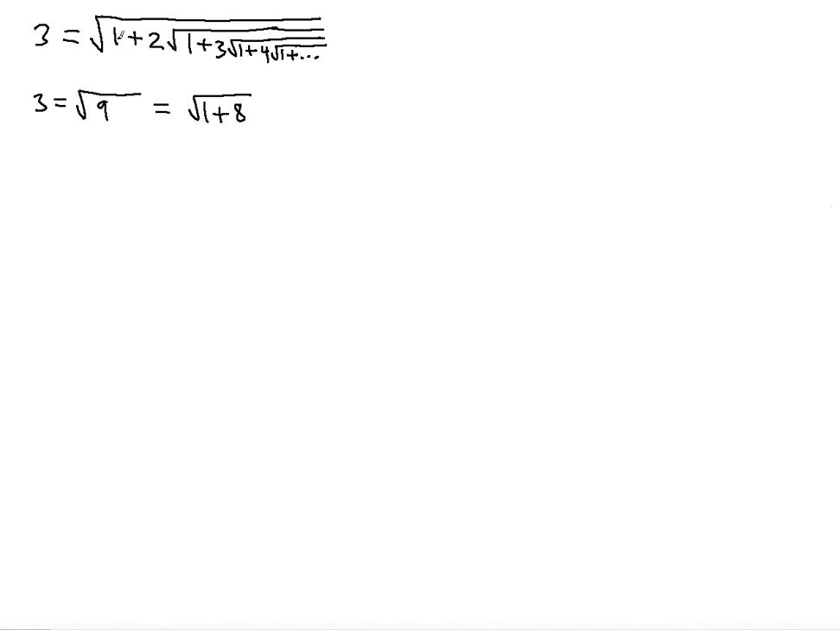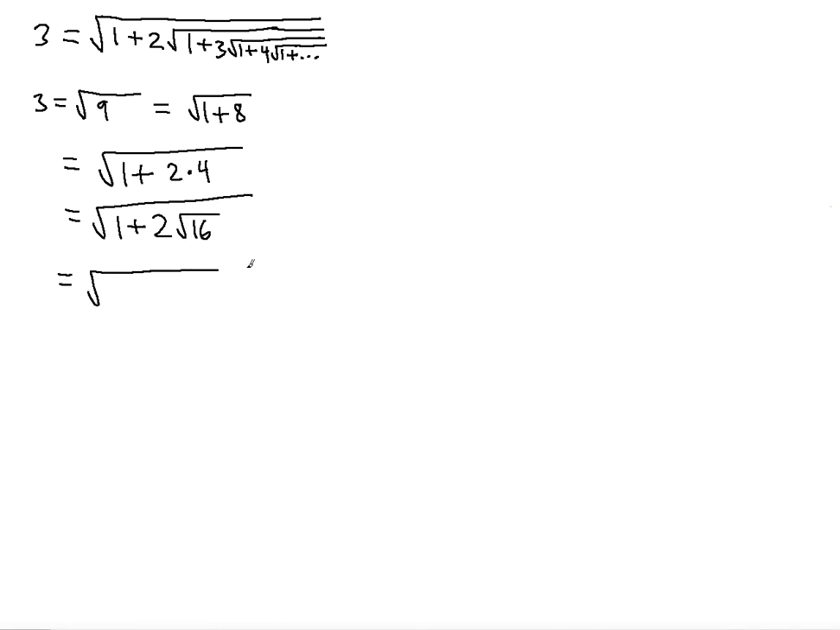And why 1? Because you can see 1 in there, so this is what tells me we should write it 1 plus 8, and then 1 plus 2 times 4, 1 plus 2 times radical 16, right? Radical 16 is 4. So notice that we already have a second radical, a nested radical. Let's keep going.